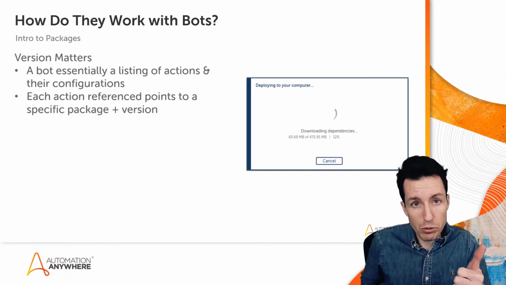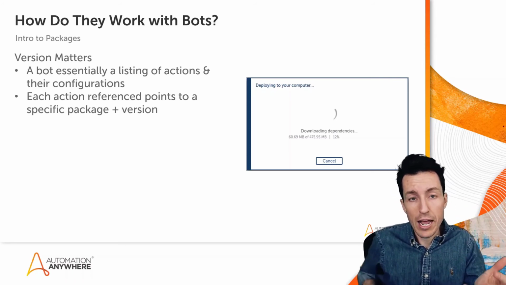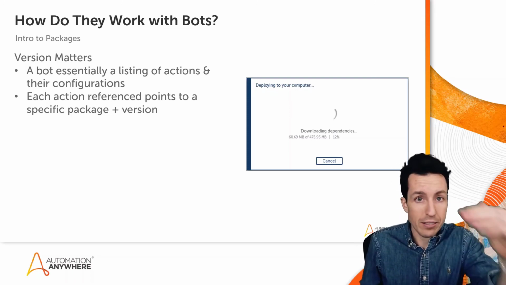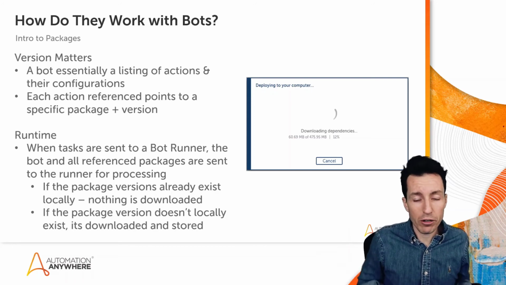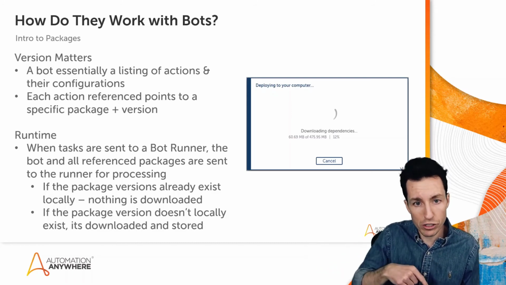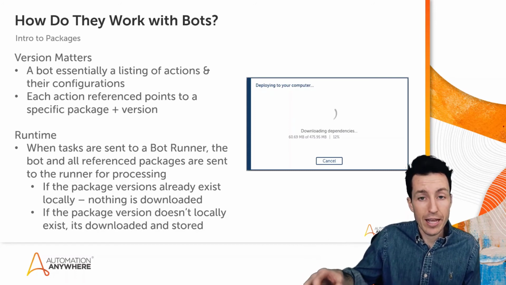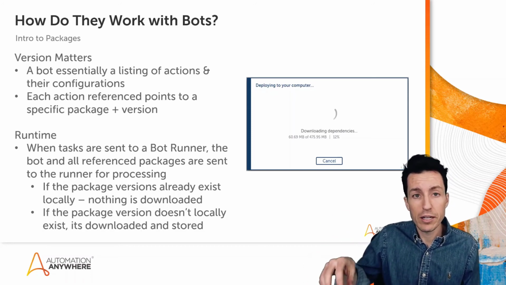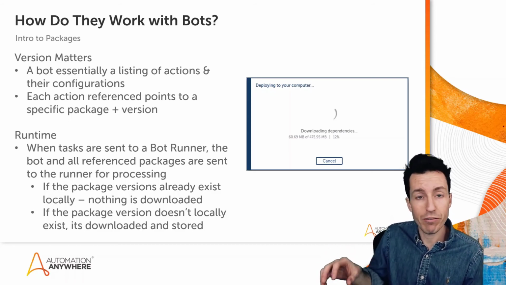And it says, hey, for this particular version of this particular package and this particular action, this was the configuration, right? And my bot is a recording of that. And that way, when my bot gets sent out, it's sent out with those specific packages. So at runtime, when I send a task to a bot runner, the system will check to see, does that bot runner have this specific package of this version to support this bot run? If it does, then the bot run can get started. Nothing has to be downloaded. If that specific version of that specific package does not exist locally on that bot runner, then during that deployment process, the control room will actually send that package, that specific version, out to the bot runner.